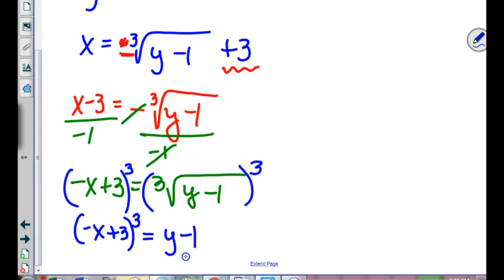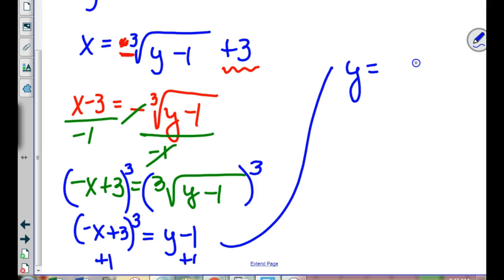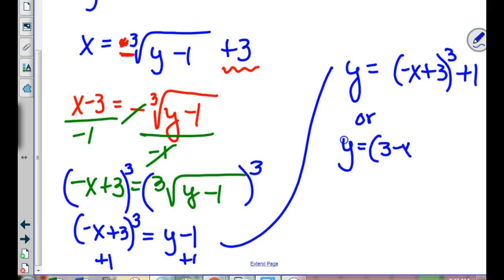Y minus 1, and then Kevin says we need to add 1 over here. So we would have y equals -x plus 3 cubed plus 1. Just letting you know, you don't need to write it another way. And I'm not going to worry about that, change the y out for the f to the -1, okay? This is what we're supposed to do at the end, but I'm not worried about that. Any questions on that one?